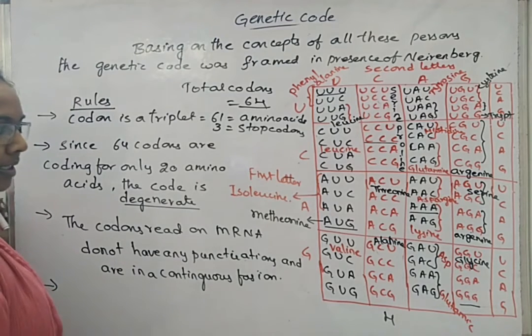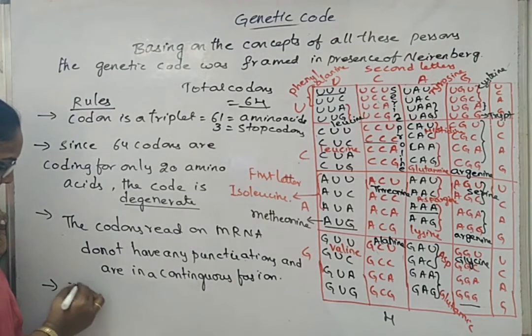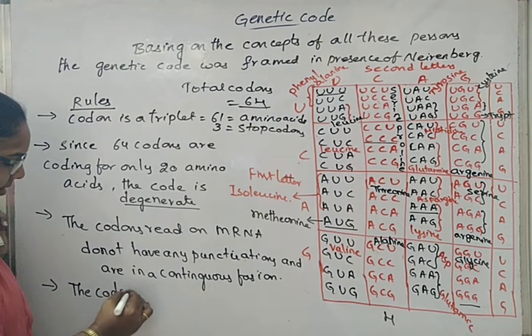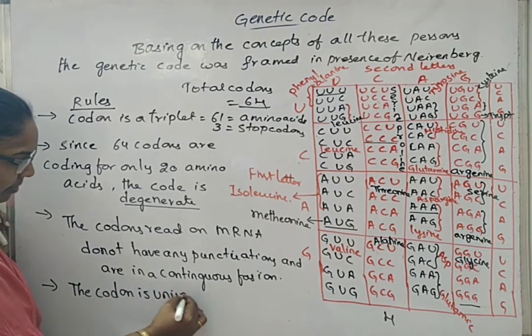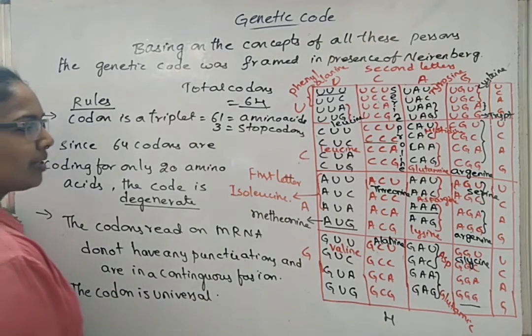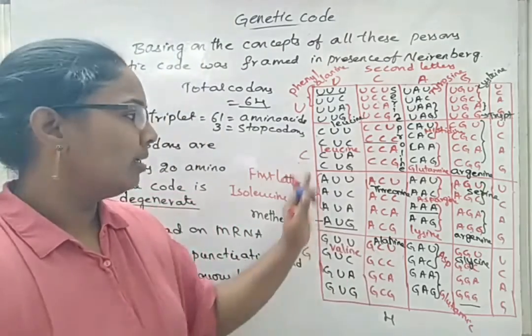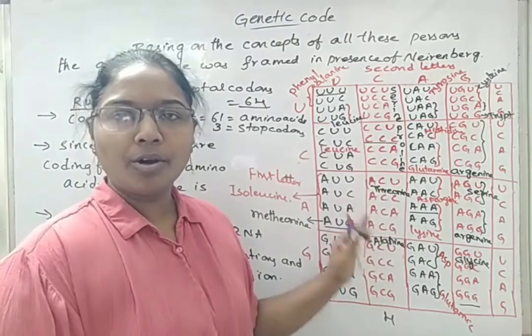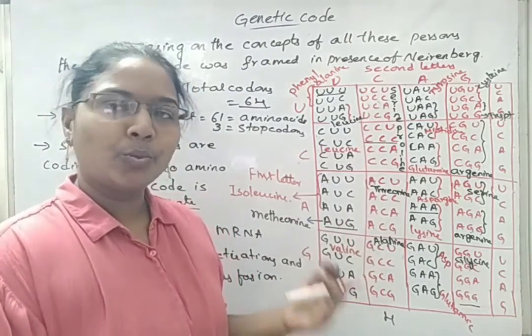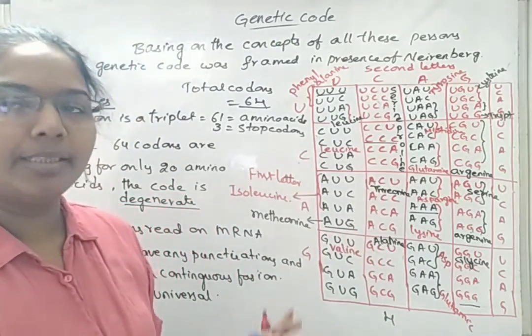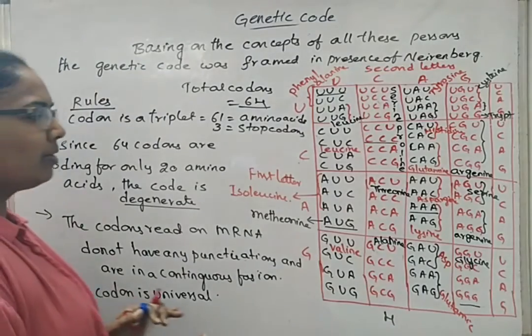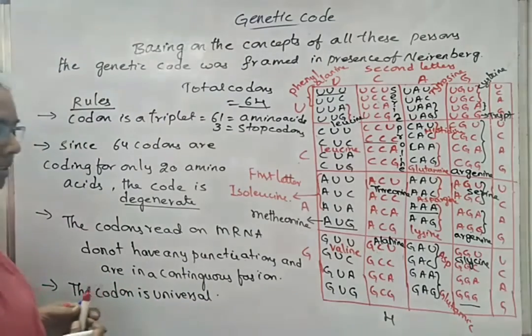Another rule is that the codon is universal. What do you mean by this? Universal. If you take any prokaryote or eukaryote, any type of organism, these different combinations of codons are giving rise to 20 amino acids only. They are not coding for any other types of amino acids.